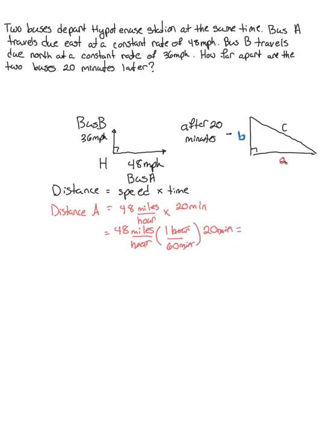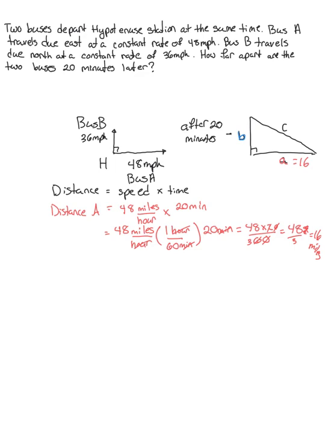So that's going to be equal to 48 times 20 over 60, and the zeros will cancel. So we will be left with 48 times, well, the 2's, you can divide top and bottom by 2 to get a 3 on the bottom. And that will equal 16. So 16 miles. So A is going to be equal to 16.